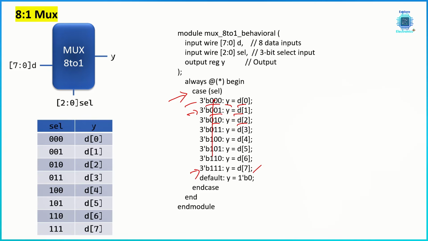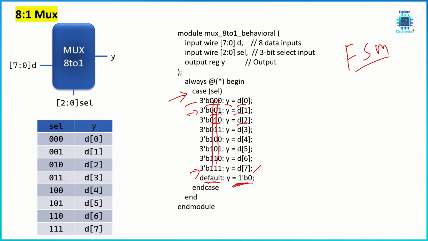If none of these is selected, then these are not our cases. Suppose we give any other value, we will have a default statement here. This default value will be assigned to the output. This is the case statement, which will be very helpful when implementing finite state machines.